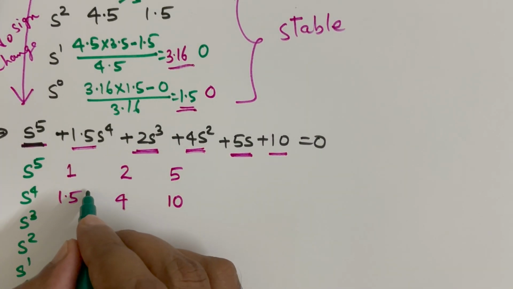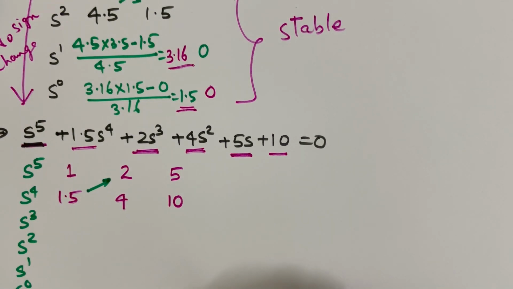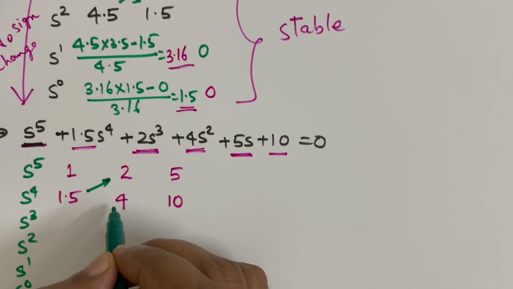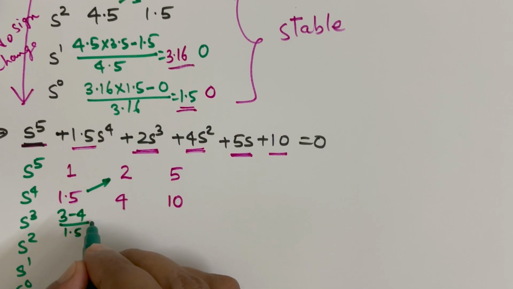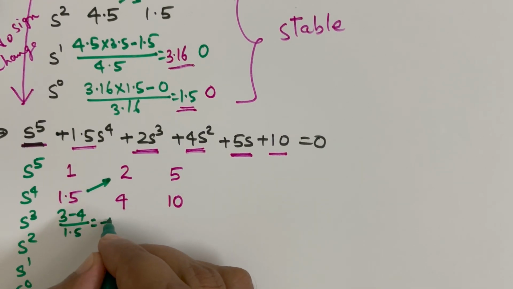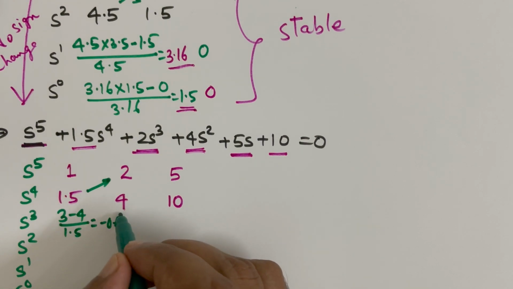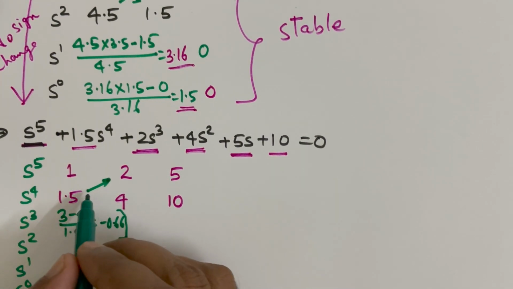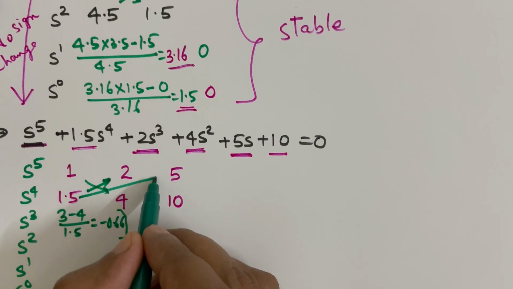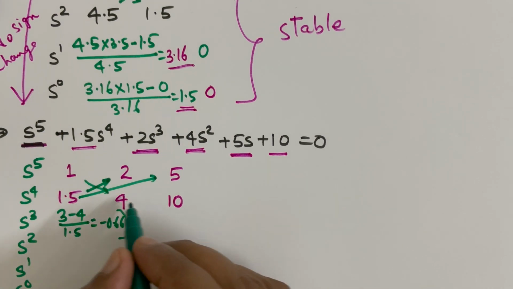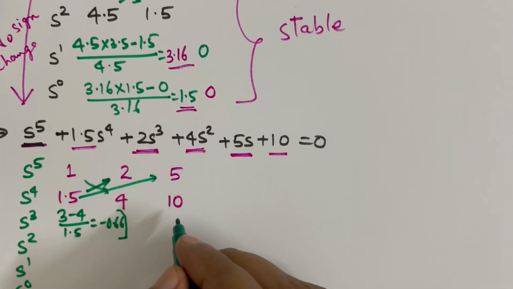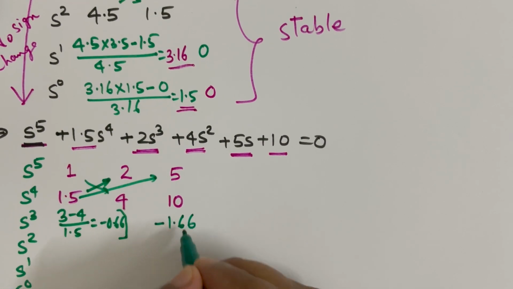Now I'll do the calculation. 1.5 multiplied by 2 is 3, 3 minus 4 is minus 1, and divided by 1.5. So it's (1.5 × 2 minus 4) divided by 1.5. This is roughly negative 0.66. So that is the first column. Now second column, we have to take 1.5 multiplied by 5, that is 7.5, minus 10. So it is minus 2.5 divided by 1.5, it's coming minus 1.66.